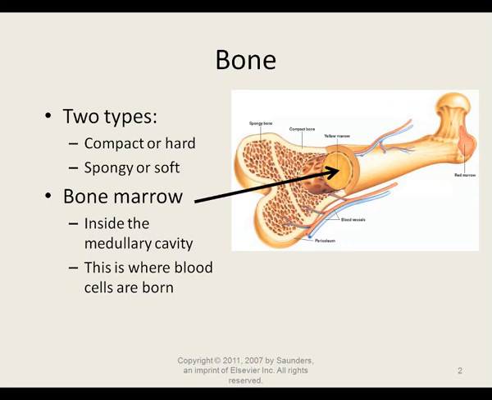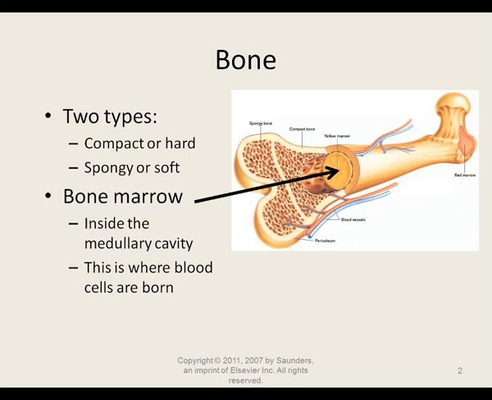And you will also notice that in the center of the bone is something called the medullary cavity. And inside the medullary cavity is where you would find bone marrow. Bone marrow, and there's different kinds of marrow. There's yellow marrow versus red marrow. We're not going to go into that.